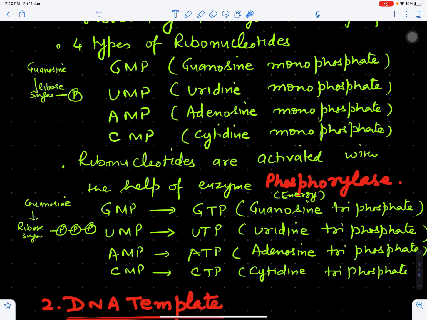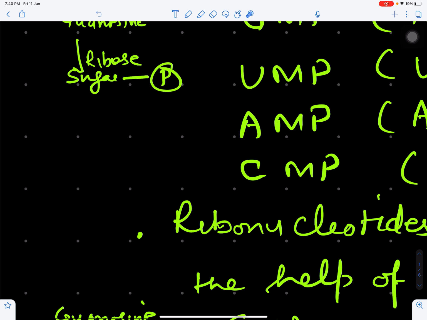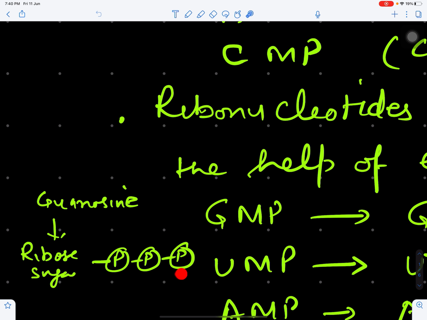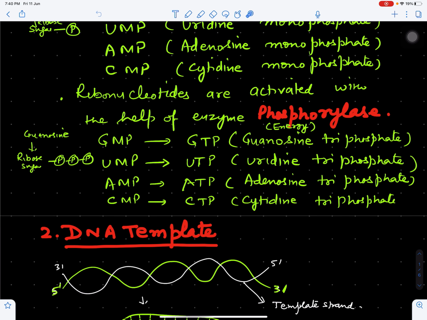Now, we'll take one example of guanosine. This is the ribose sugar. Here it had one phosphoric acid, and now we can see three phosphoric acids attached. Similarly, if the nitrogenous base is uridine, again this will be uridine triphosphate. If it is adenosine, this will be adenosine triphosphate. If it is cytidine, this will be cytidine triphosphate.